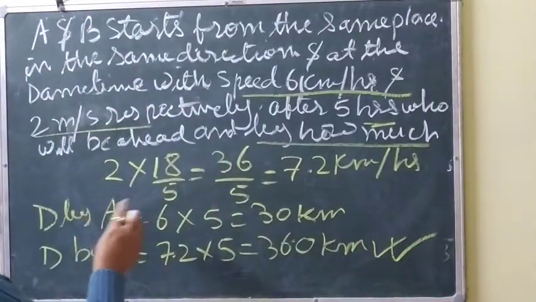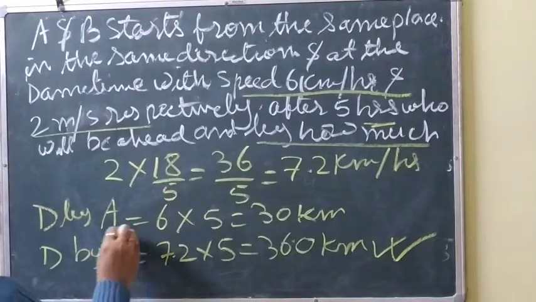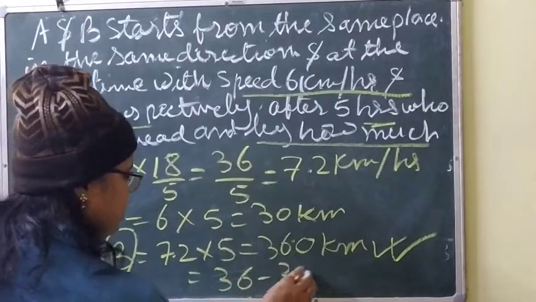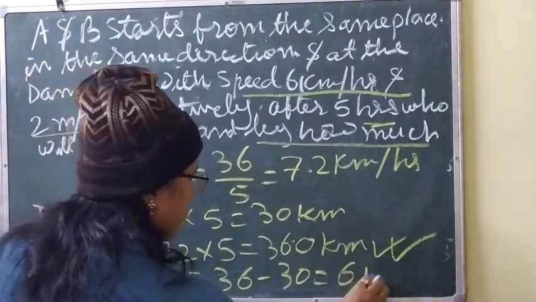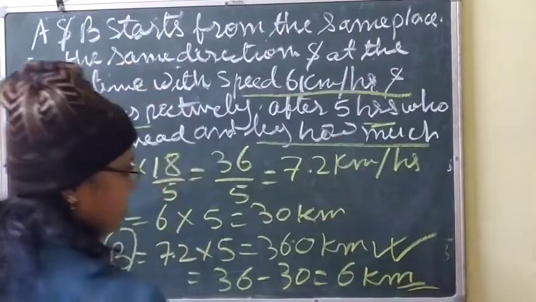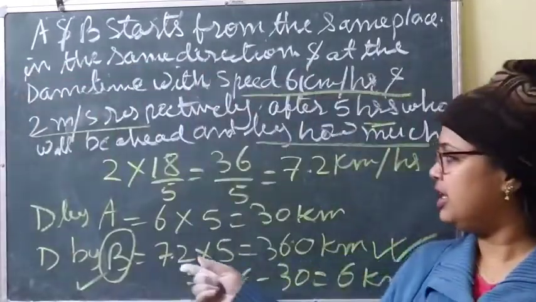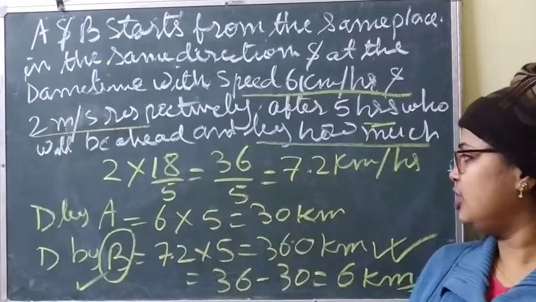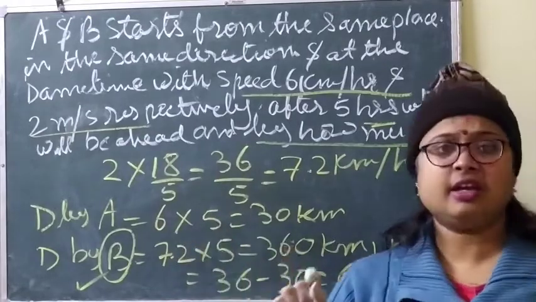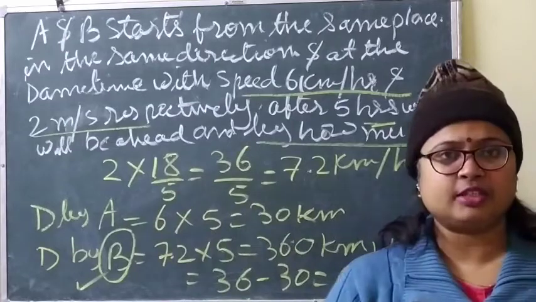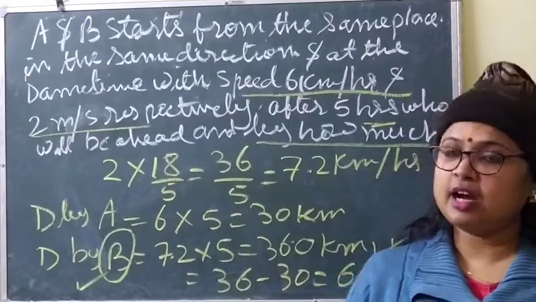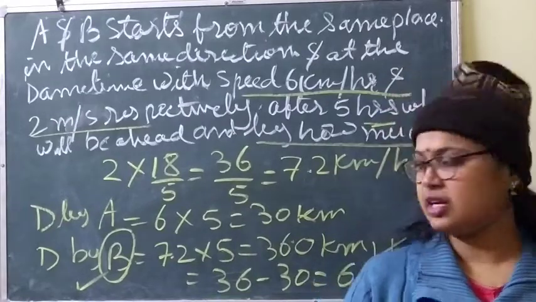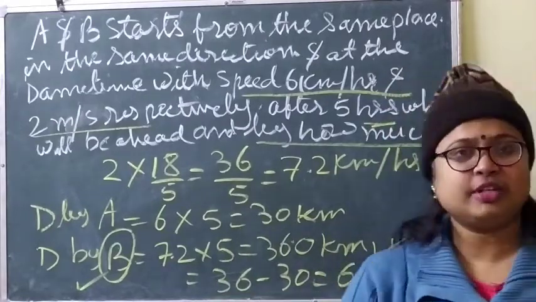Clear? So here the answer will be what? B will be ahead. And by how much? So 36 minus 30 is 6 kilometer. Clear? So who will be ahead? B will be ahead, because B covered 36 kilometer. In that time A covered only 30 kilometers. So of course B will be ahead. And by how much? So of course we have to compare. And for compare, what we do? We subtract. So answer will be 6 kilometer.